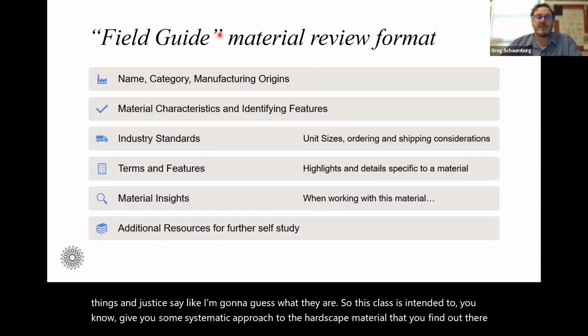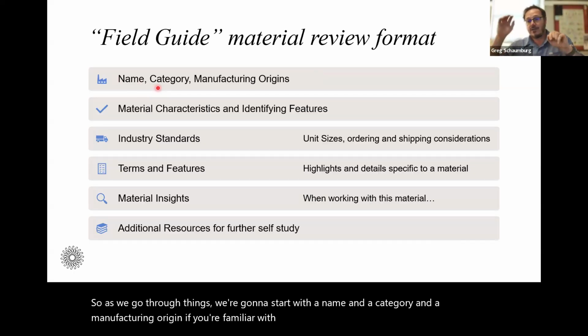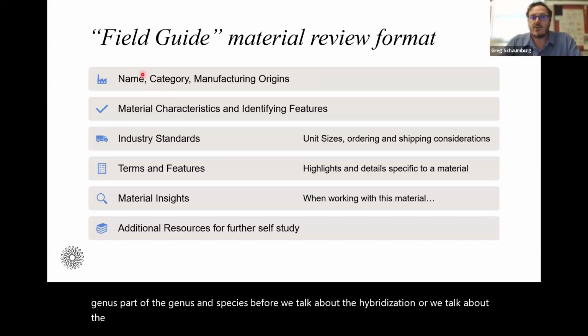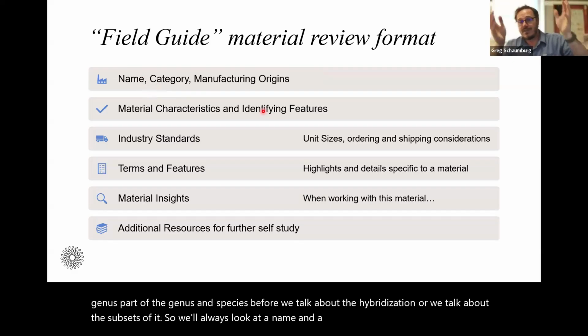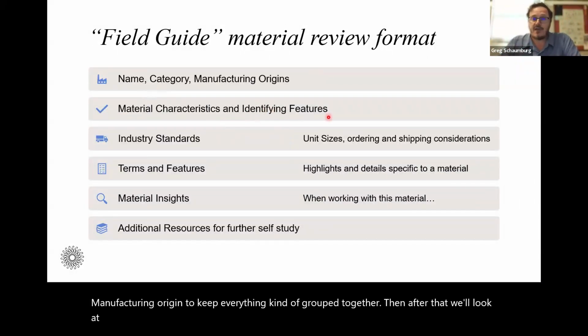As we go through things, we're going to start with a name, a category, and a manufacturing origin. If you're familiar with plant material, it would be like looking at the genus part of the genus and species before we talk about the hybridization or the subsets of it. So we'll always look at a name, a category, and a manufacturing origin to keep everything grouped together. Then after that, we'll look at material characteristics and identifying features.